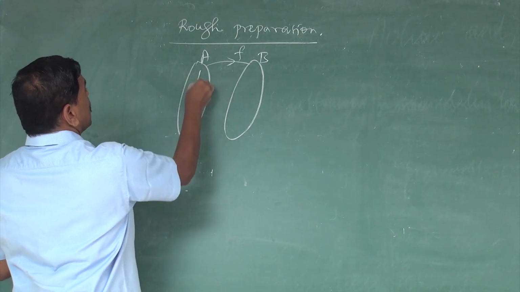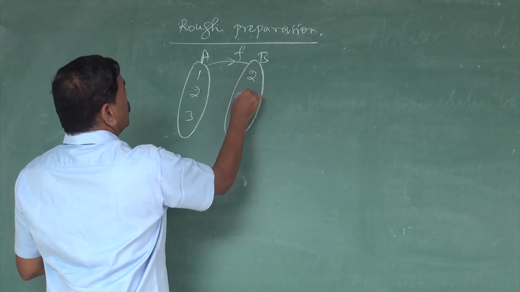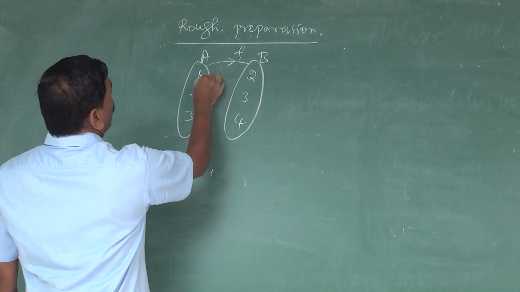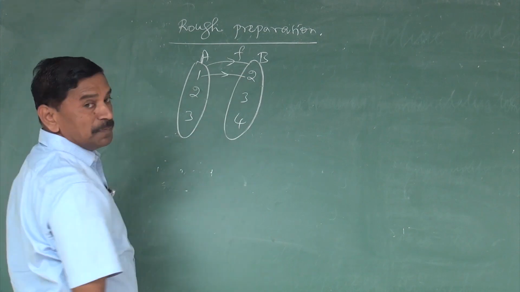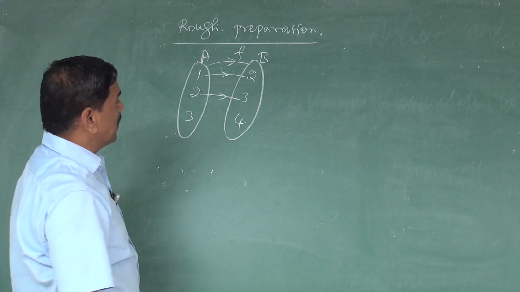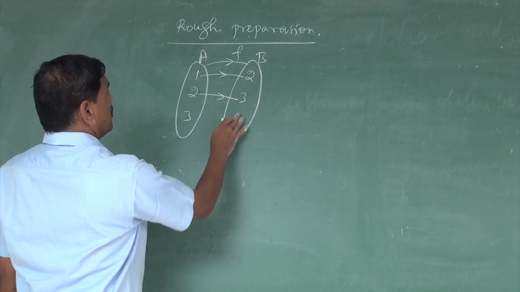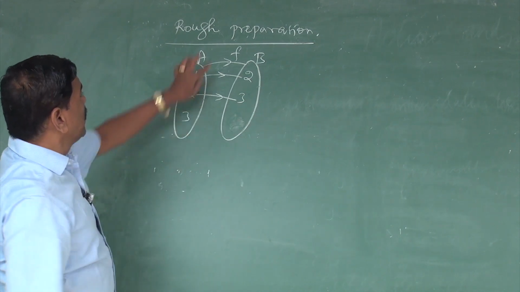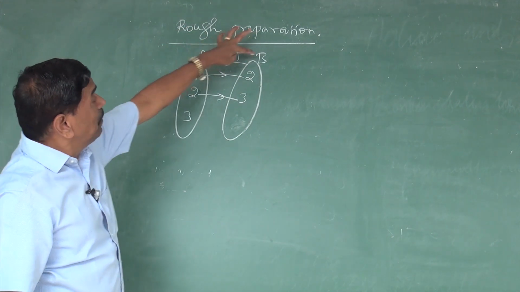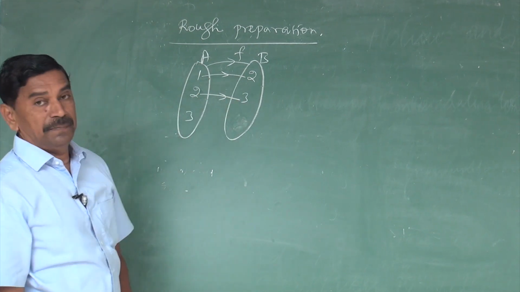Suppose the elements are 1, 2, 3 and 2, 3, 4. Now listen, here 1's image is 2, 2's image is 3. Suppose 4 is available, okay, no need for this 4. Now listen, f is a function from A to B. Let A set equal 1, 2, 3 and B set equal 2, 3. Now 1's image is 2, 2's image is 3.